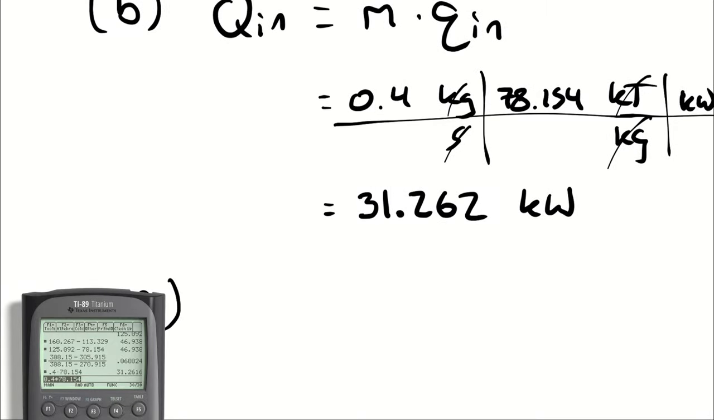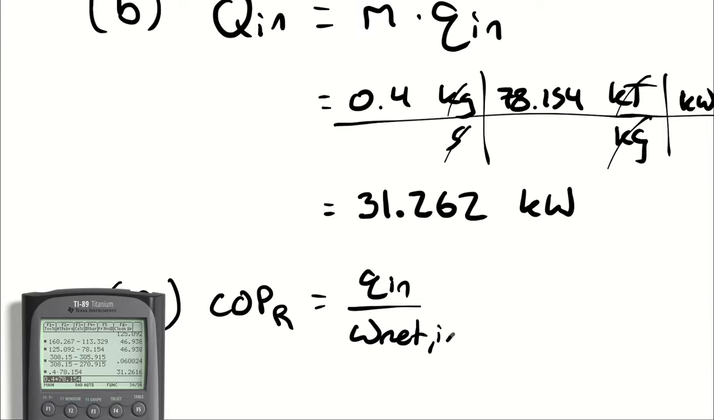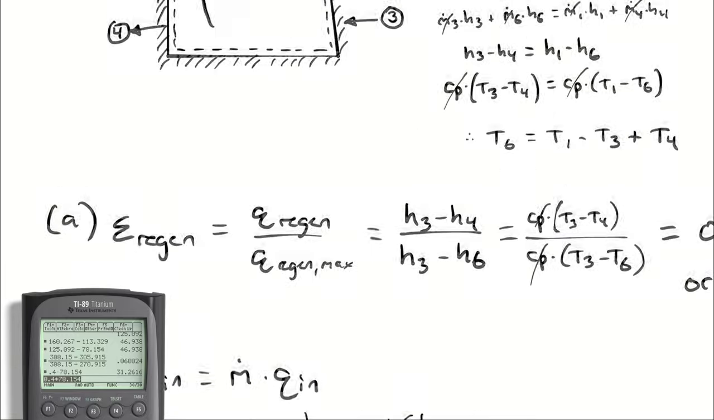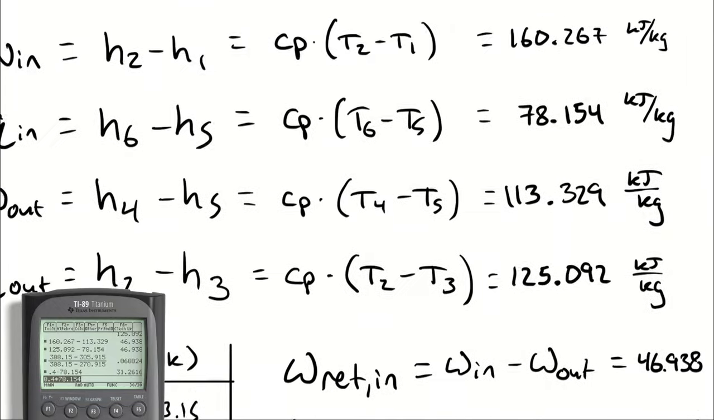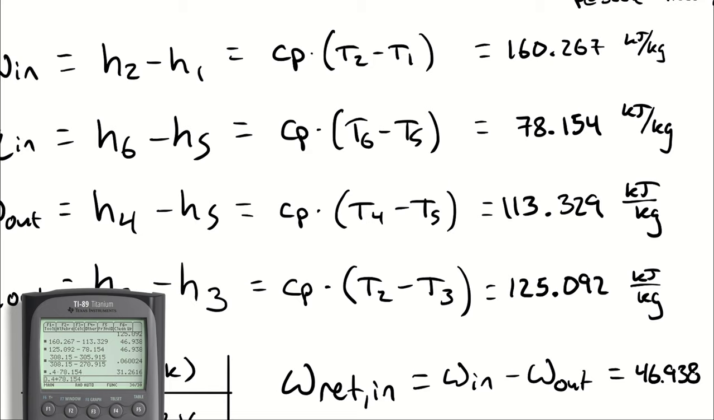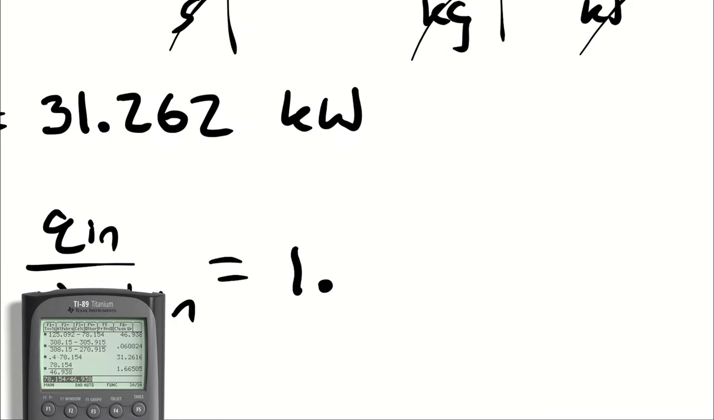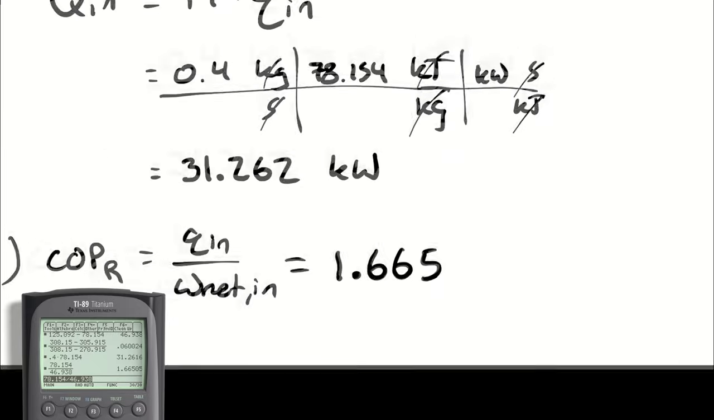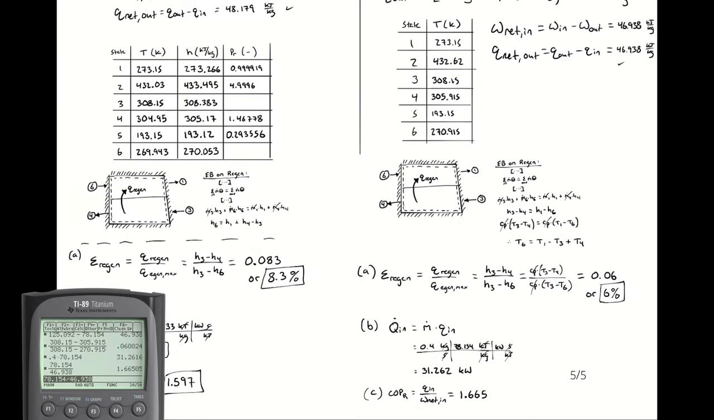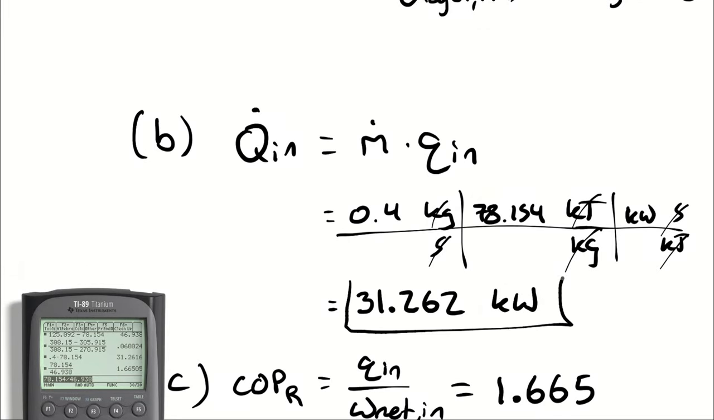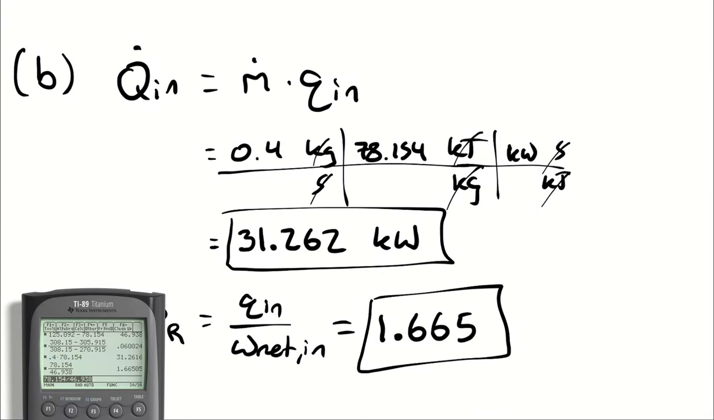Lastly, I want to calculate COP_R again, which is going to be Q in divided by the net work in. Q in was 78.154, divided by the net work in, which was 46.938. We get a coefficient of performance of 1.665. And that completes our second version of the analysis. I guess I had squared the other terms. Let me do that here. I guess boxed would be a better word. I had boxed the terms.